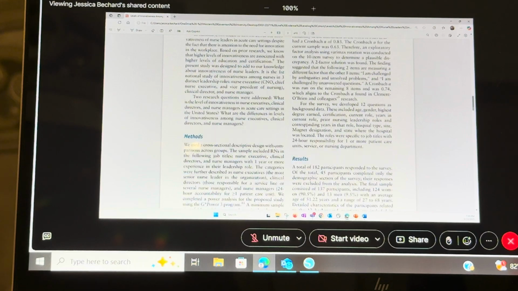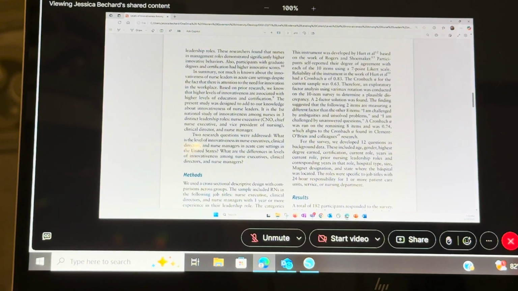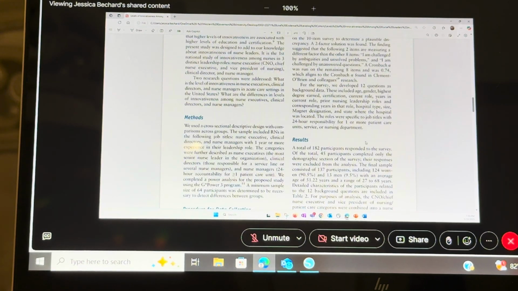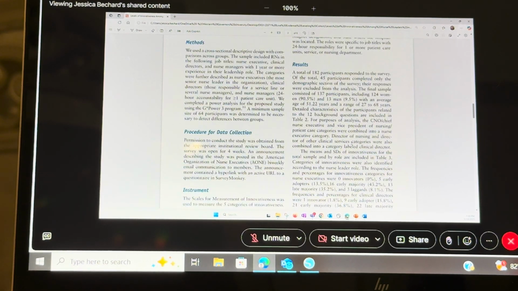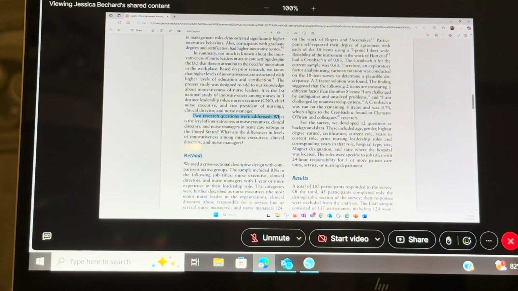But we have to look on, right? We're going to methodology. And so, going back to our research question, is it research? What's the first thing we got to look at and look for? Does anybody remember what we're looking for? Did it go through IRB? Absolutely. So that's the first thing we're looking for. So we have a method section, and look above the method section, right? It gives 2 research questions addressed. So this is exactly what we're trying to address in this article. What is the level of innovativeness in nurse executives, and what are the differences in levels of innovativeness?